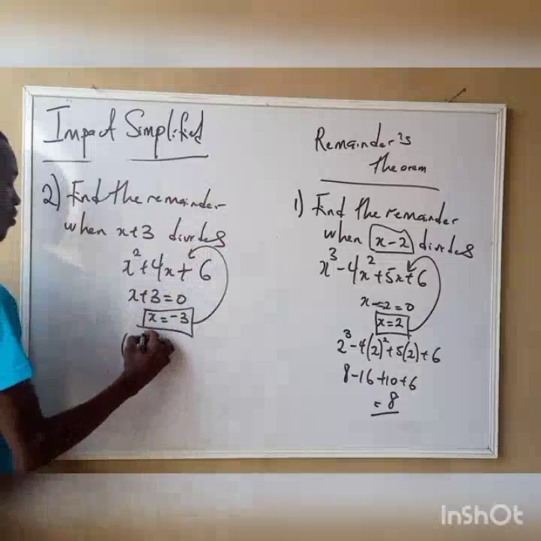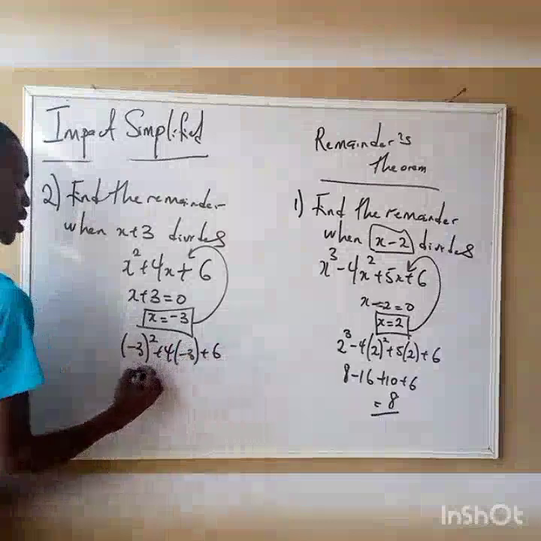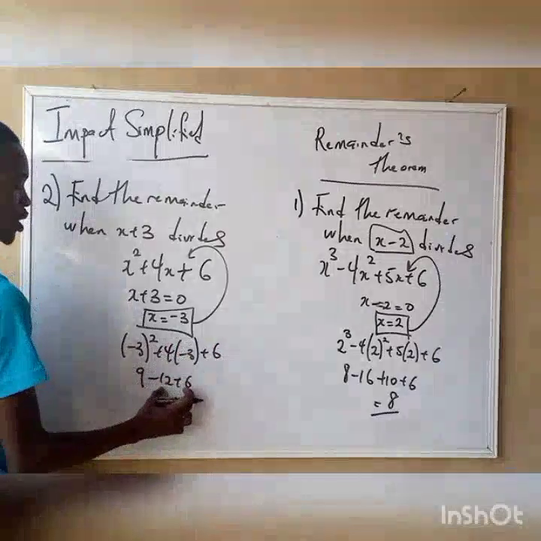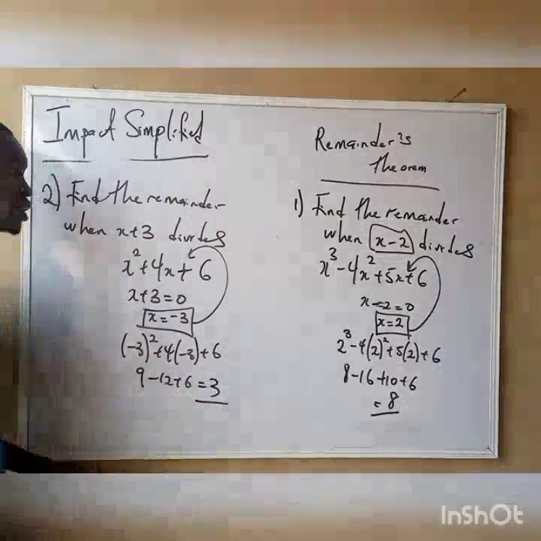And what do we have? Minus 3 squared plus 4 into minus 3 plus 6. And minus 3 squared is 9, minus 12 plus 6. And this one will give us minus 6. 9 minus 6 will give us 3. And that is how we find the remainder.